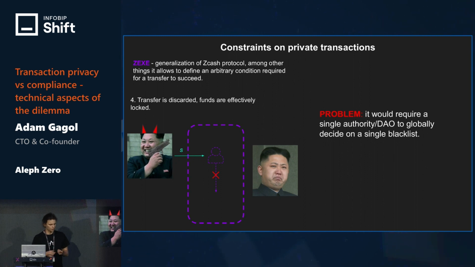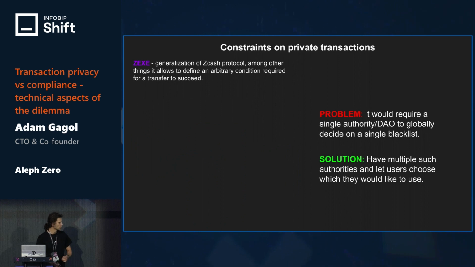One of the obvious reasons is that there are multiple jurisdictions in the world, and there are some things which are banned in one of them and not banned in the other. And of course, there can be a lot of government pressure to blacklist addresses related to, let's say, actors not liked by some particular government. So what can be proposed instead is to have multiple such authorities and let users choose which they would like to use. This is also better in a way that it gives much more power to the users.